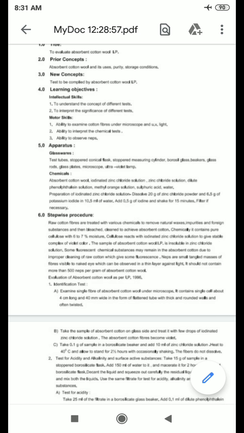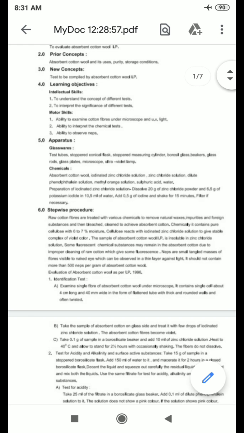Raw cotton fabrics are treated with various chemicals to remove natural waxes, impurities and foreign substances, and then bleached or cleaned to achieve absorbent cotton. Chemically, it contains pure cellulose with 6 to 7% moisture. Cellulose reacts with iodinated zinc chloride solution to give a stable complex of violet color.